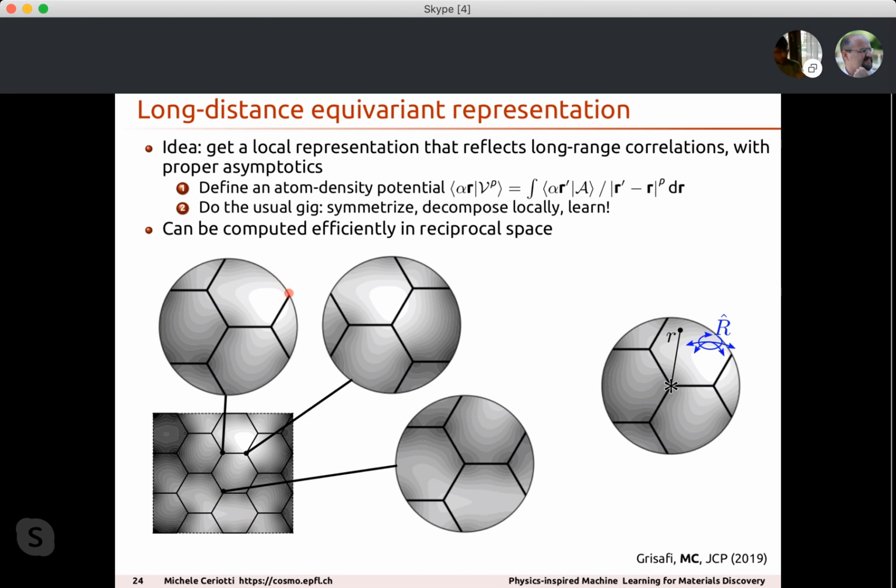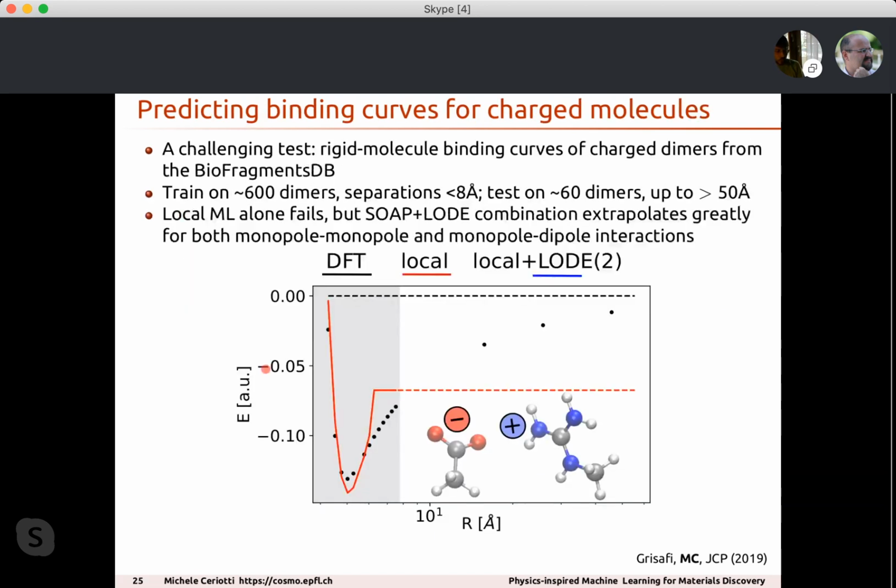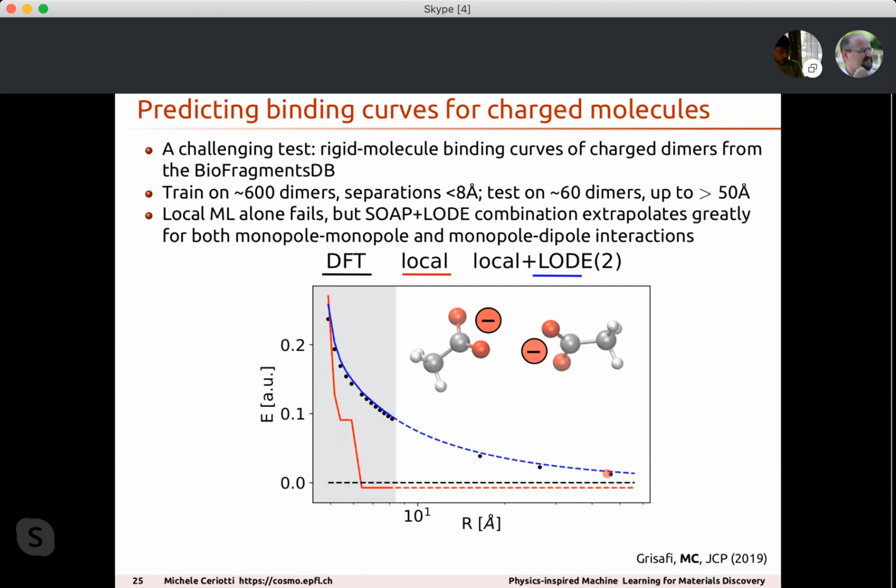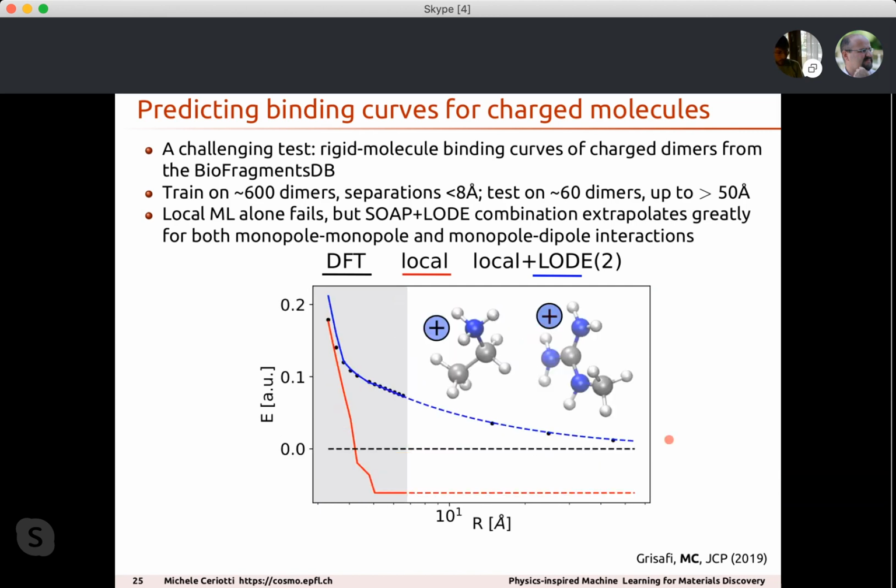And this leads to a local decomposition of this fictitious potential. This is not an actual real potential. This is the fictitious potential associated with the atom density. And we use this expansion of the potential as a basis to learn our properties. And if you do this, you get a prediction that even though it's trained only on short-range interactions, it can extrapolate quite accurately, depending on the dimer, to the full dissociation limit of the two molecules.